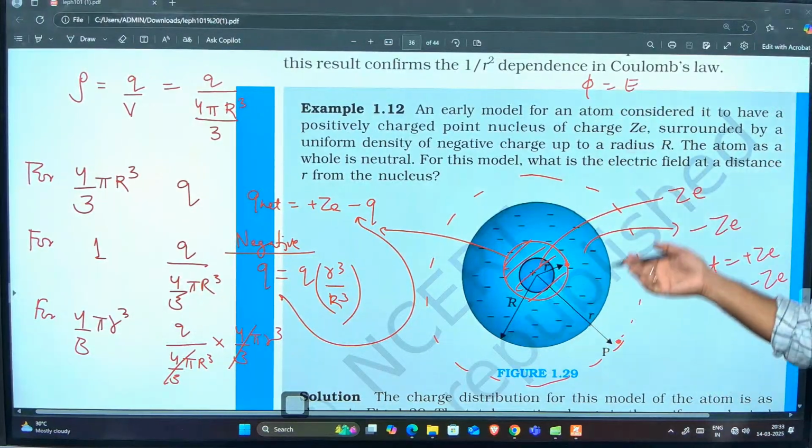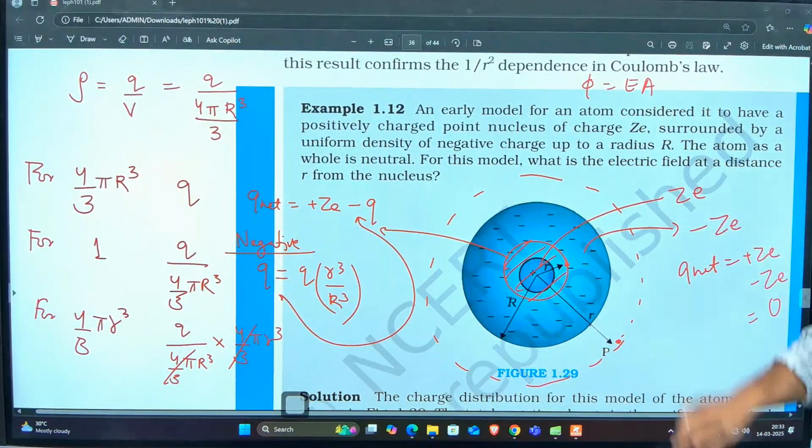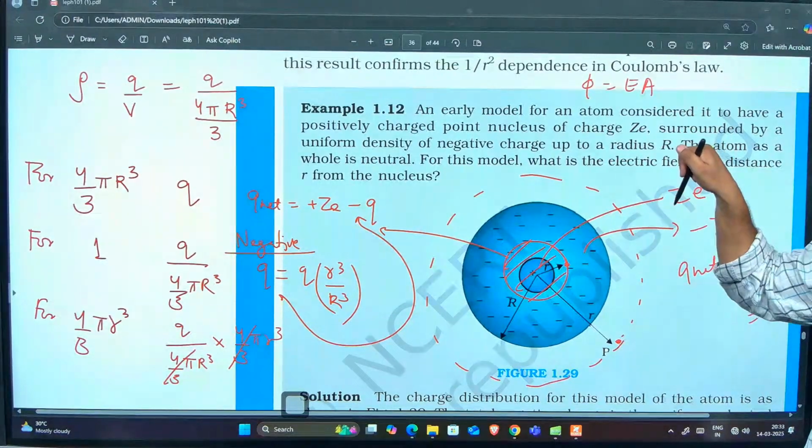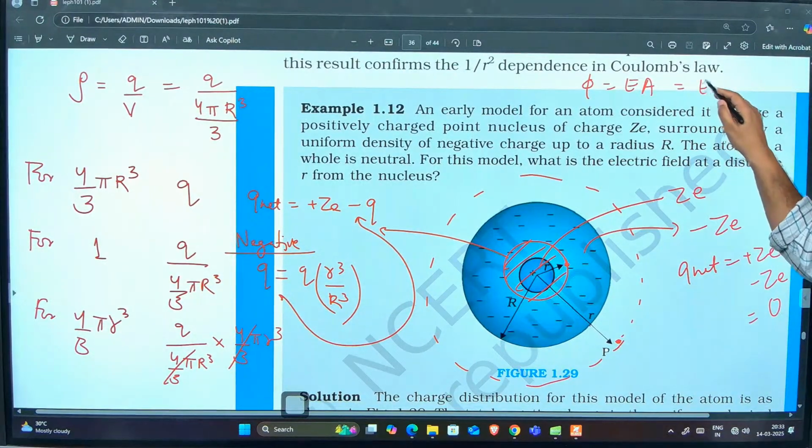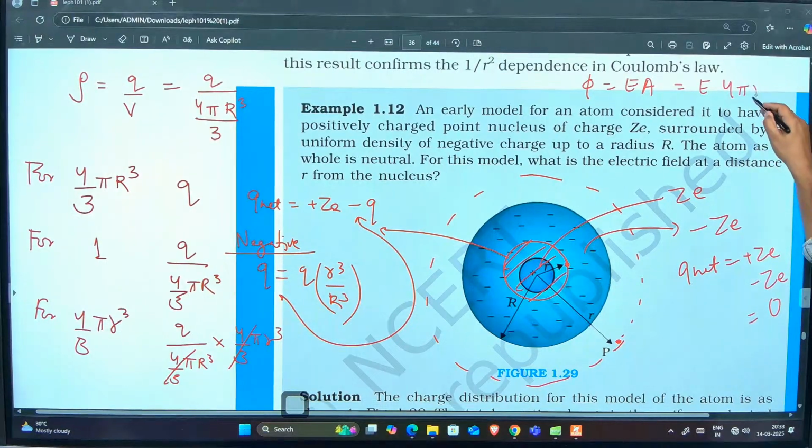Theta will be once again 0 here. So E into A. A will be how much? Not 4 by 3, 4 pi r square, isn't it? Equation number 1 for finding phi.